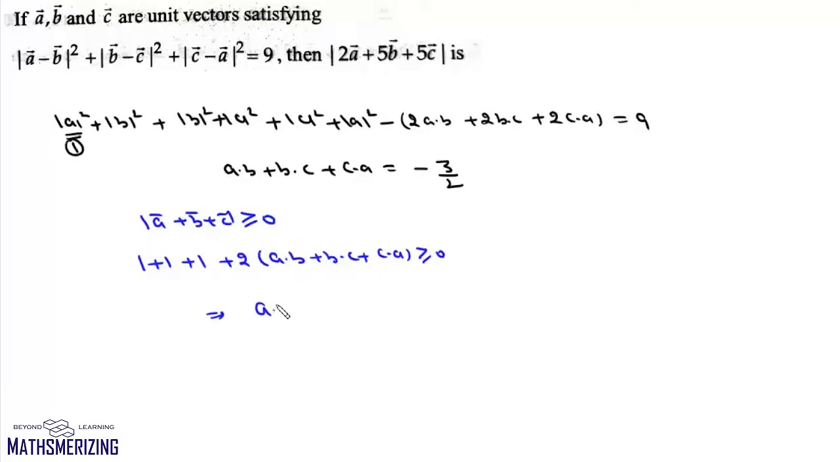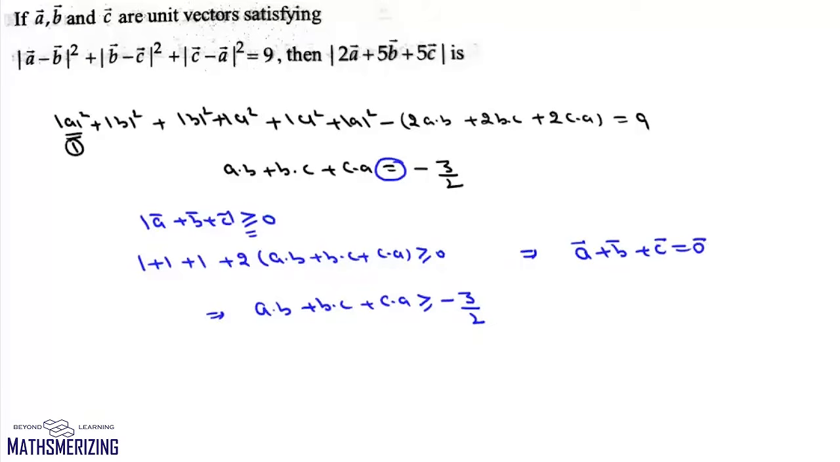That is, the value of A dot B plus B dot C plus C dot A will always be greater than or equal to minus 3 by 2. So here we have this equality sign. We'll get this equality sign when we have equal to sign here. That is, the condition that we'll get here is A plus B plus C must be 0.